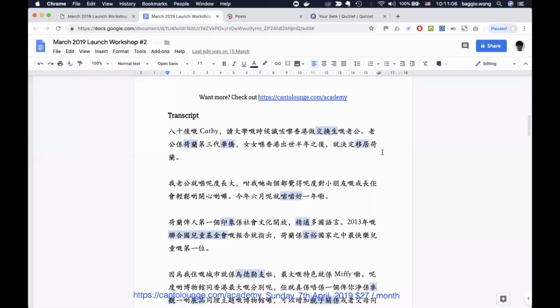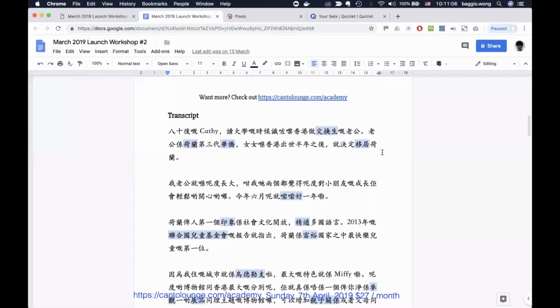Anyway, continuing, 就決定移居荷蘭. So after just half a year after their daughter was born, they decided to 移居, to immigrate, right? 移 is like 移動, which means to move. 居 is to live in, a slightly more formal word. 移居去荷蘭, in Holland, so they decided to move to Holland. 我老公呢就喺呢一度長大. So my husband grew up here.